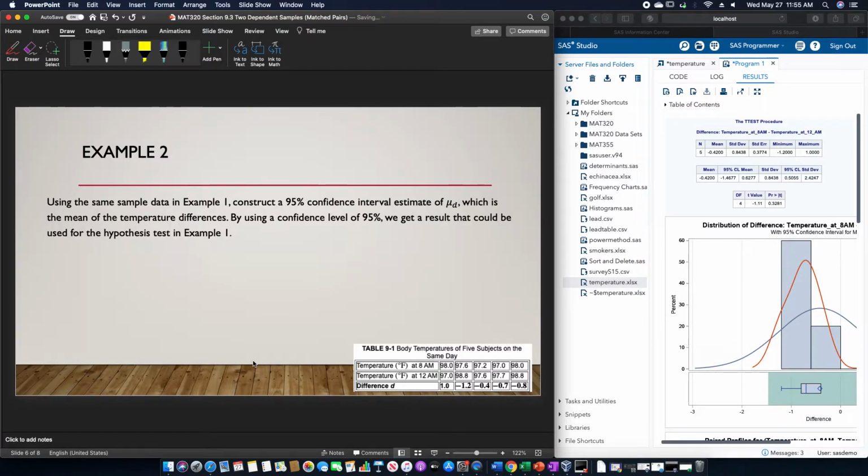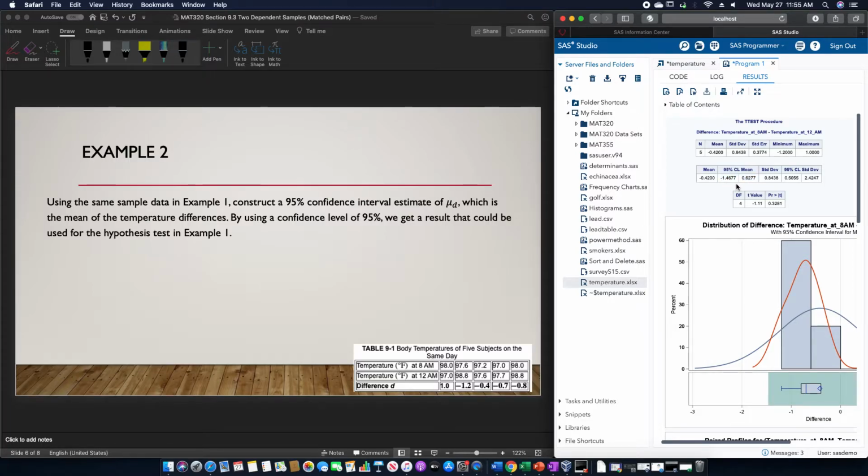Now, using the same data from example 1, we want to construct a 95% confidence interval estimate of the population mean of the differences, which is the mean of the temperature differences. By using a confidence level of 95%, we get a result that could be used for the hypothesis test in example 1, which is indeed true. And as you can see here on the right, we already have that confidence interval. Since we already have all of those assumptions checked, we don't really need to redo those. Everything else on there is already done. We are given the confidence level right here.